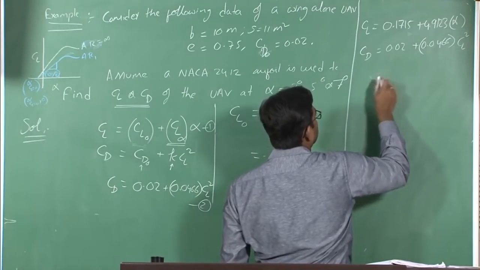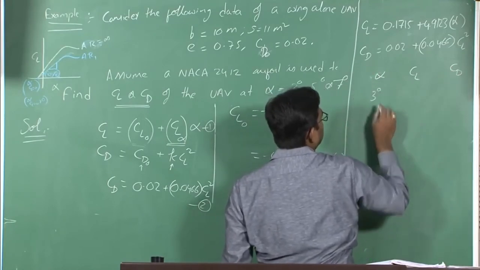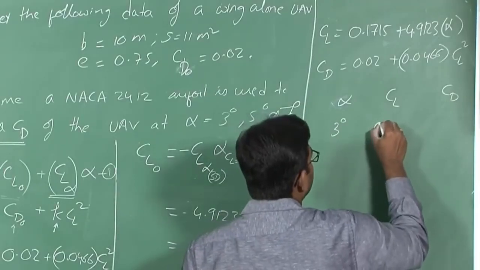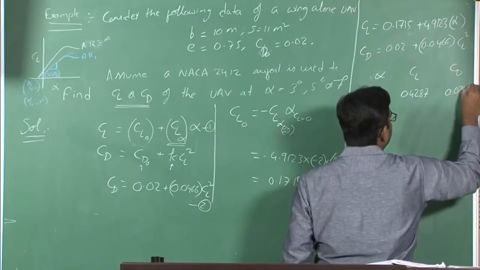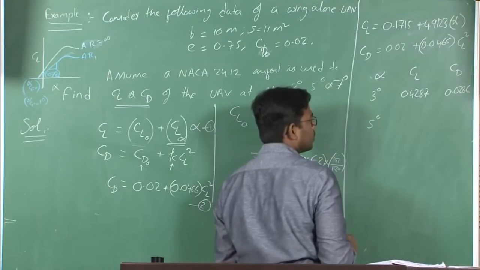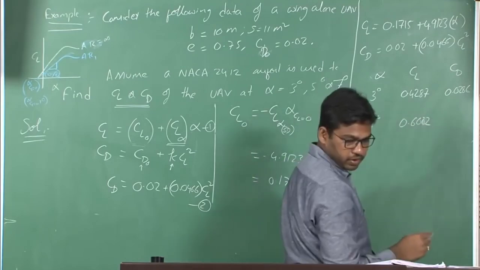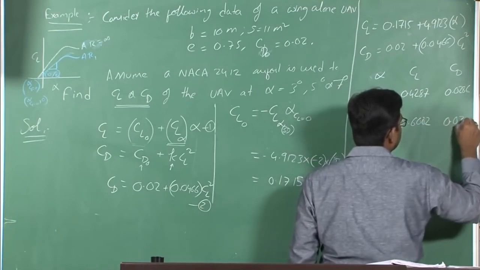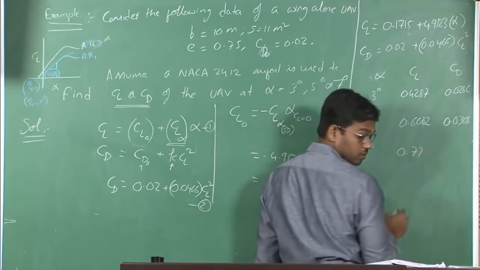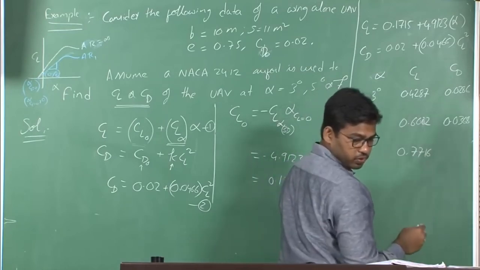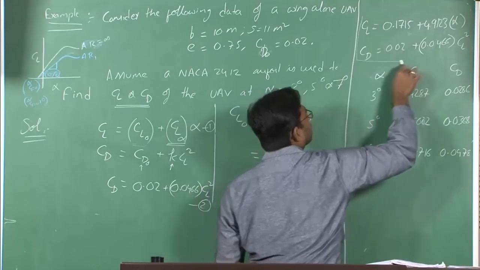So, say this is alpha, this is CL and the corresponding CD. At alpha 3 degrees, CL is 0.4287 and the corresponding CD is 0.0286, right. At 5 degrees the CL value is 0.6002 and CD value is 0.0368, and at alpha 7 degrees CL is obtained as 0.7716 and CD is 0.0478. So, all these values are obtained by using these two equations, right.